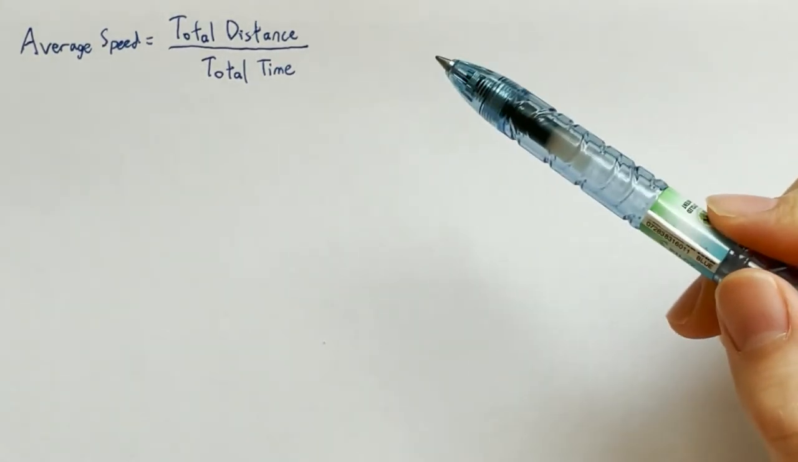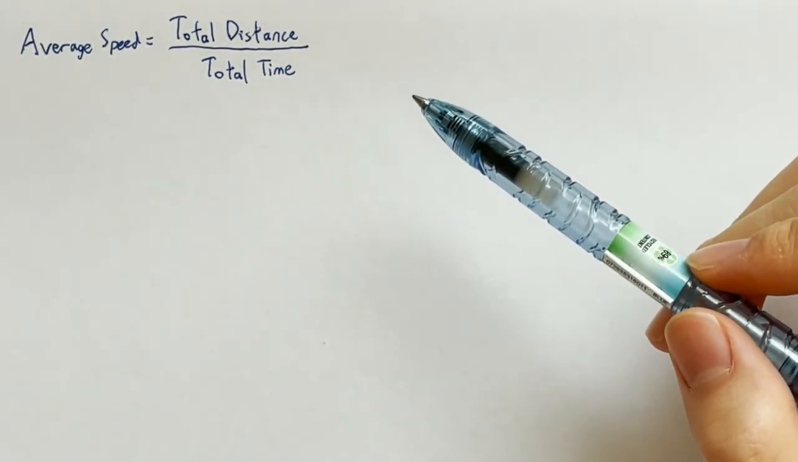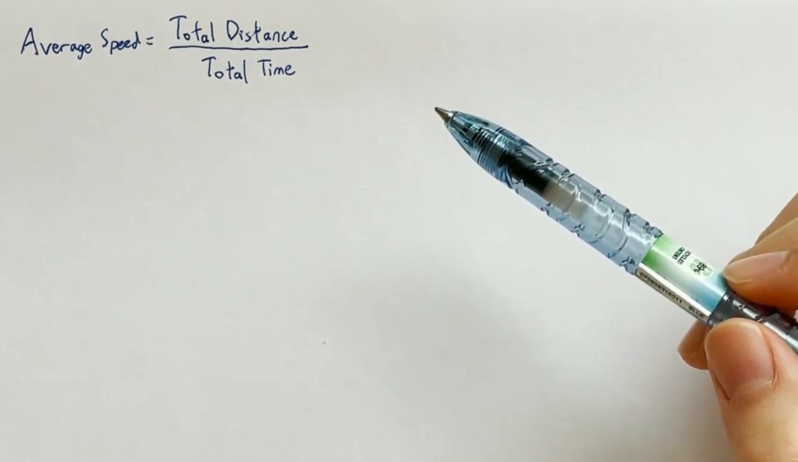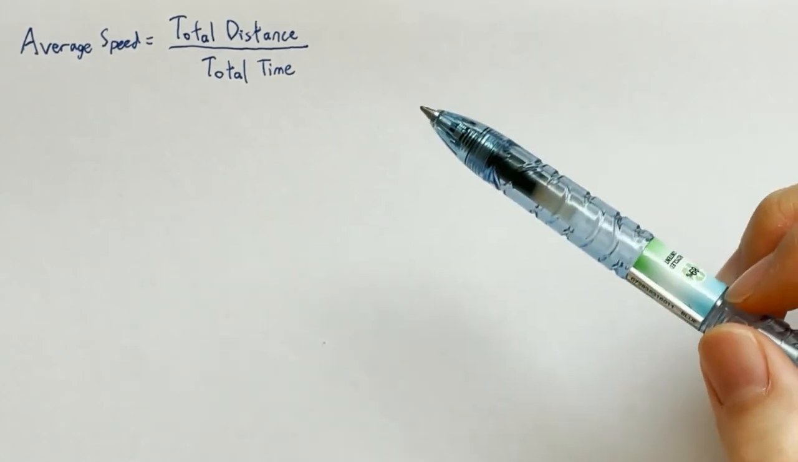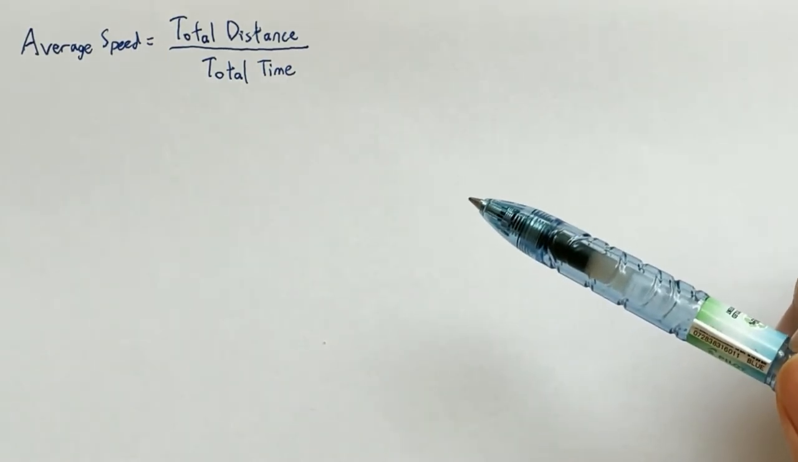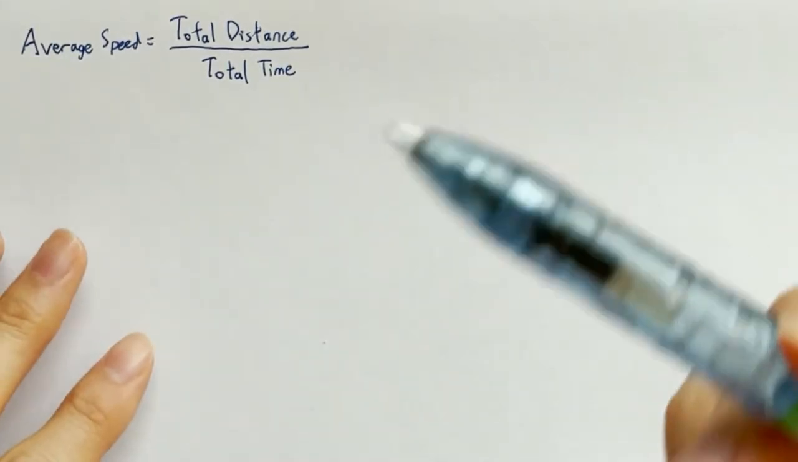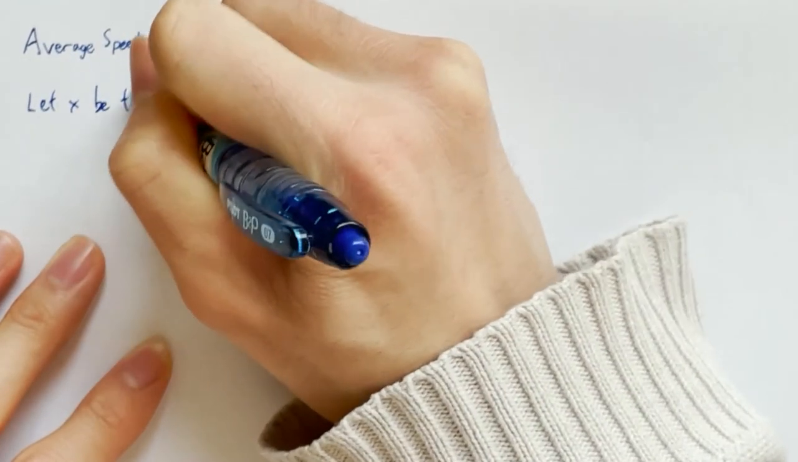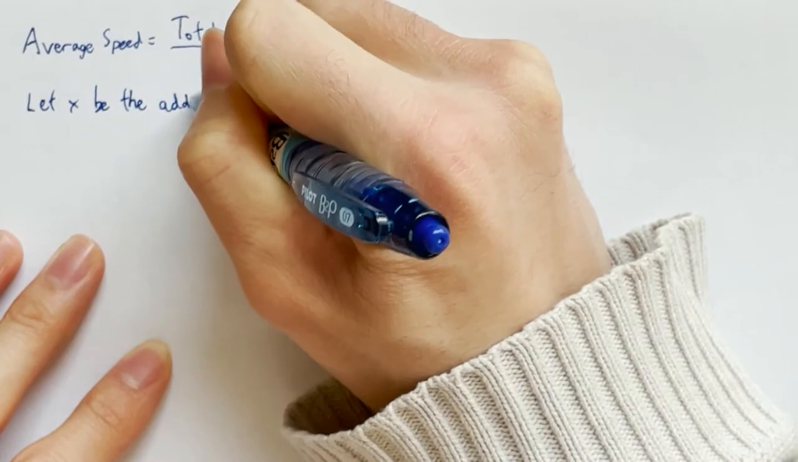For this question, we first need to be familiar with the relationship between speed, distance, and time. And that is, average speed is equal to total distance over total time. So now we can look at the question and set up a suitable equation. We know that we're looking for the additional miles he has to drive at 55 miles per hour to average 50 miles per hour for the entire trip. So let's let that value be our variable. So we can say, let x be the additional miles.